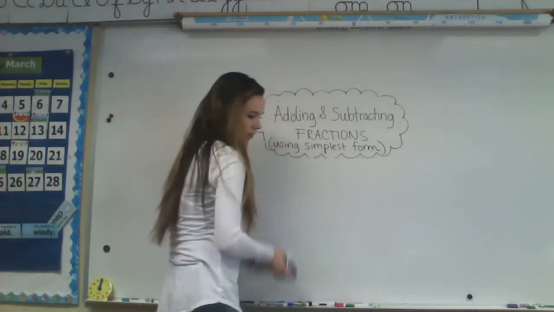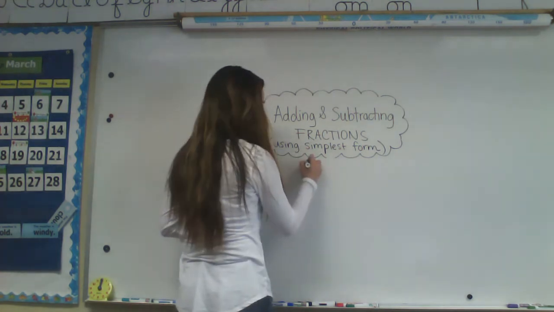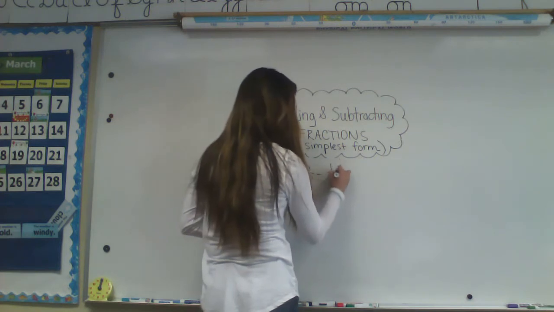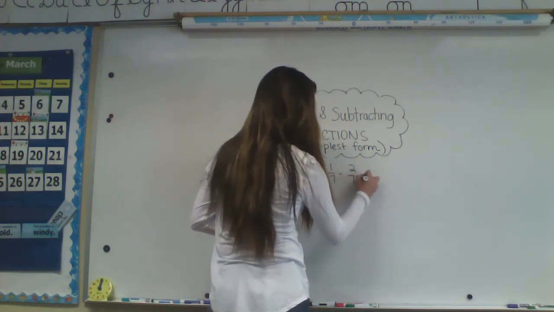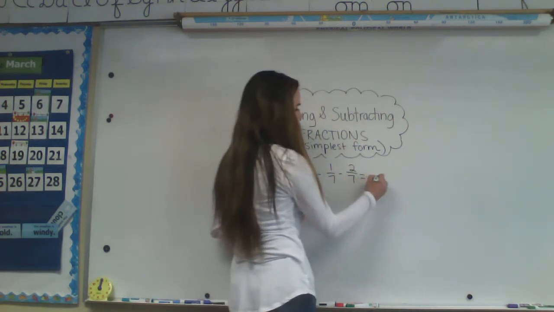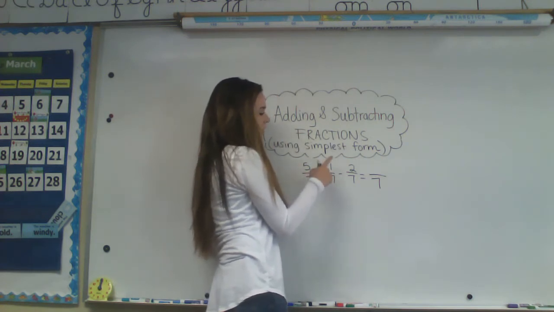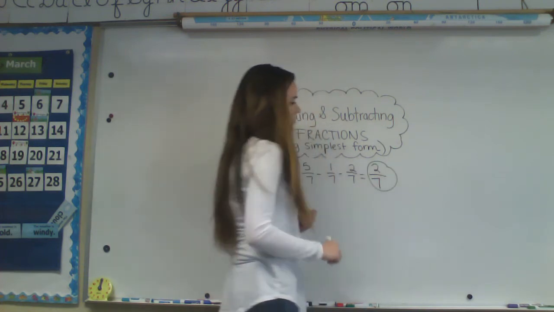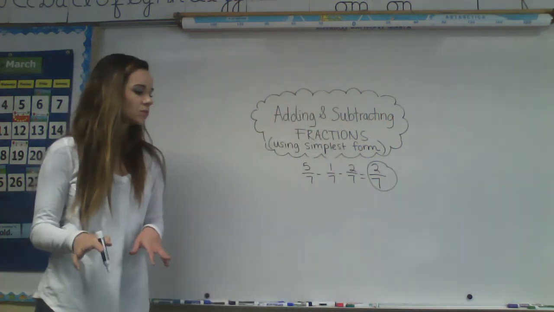A different problem, just using fractions and not whole numbers, we're going to be doing B. So 5/7 minus 1/7 minus another 2/7. Well, we keep our denominator of 7 and we subtract. 5 minus 1 is 4, 4 minus 2 is 2. And in this situation, we don't have to simplify anymore because 2/7 is in the simplest form.